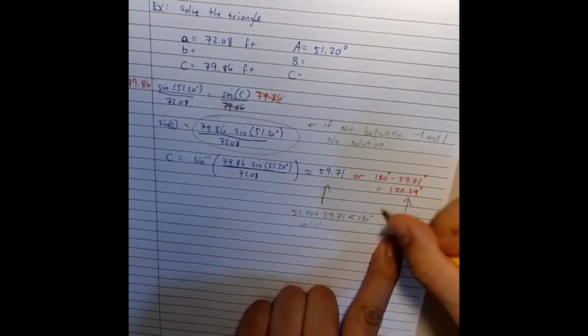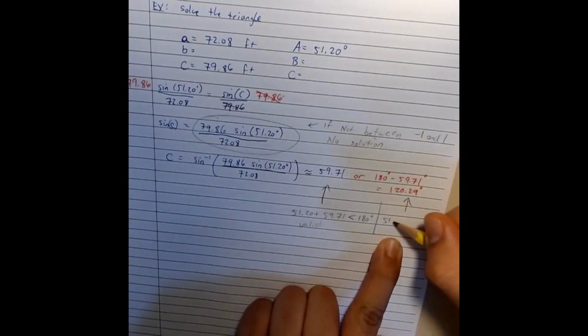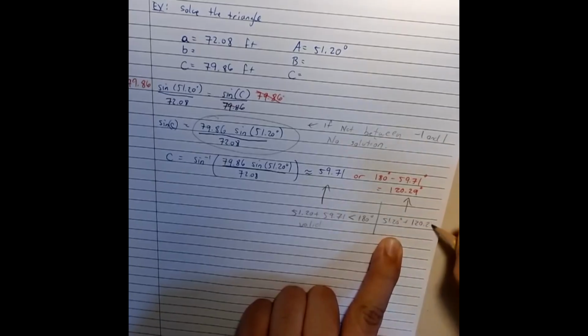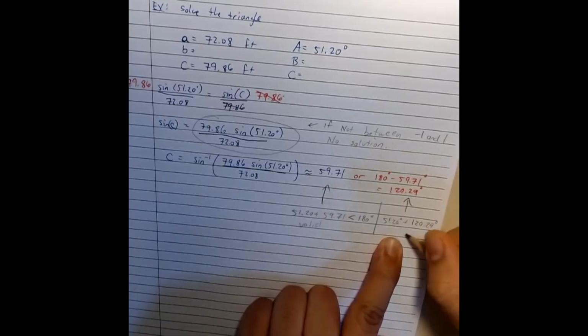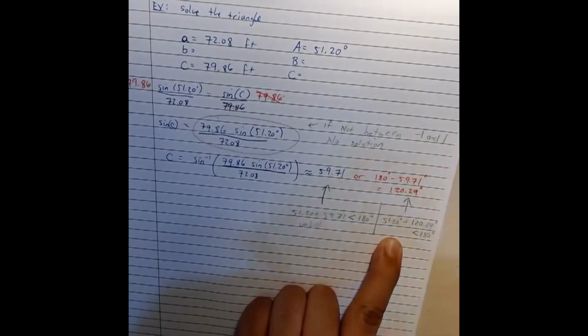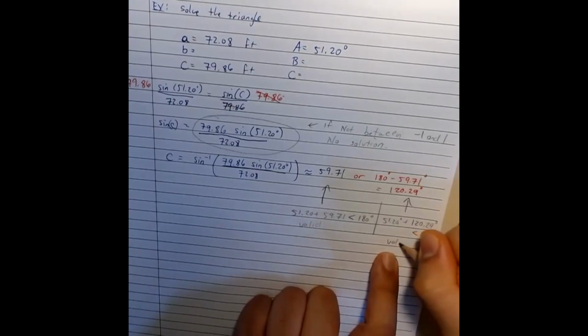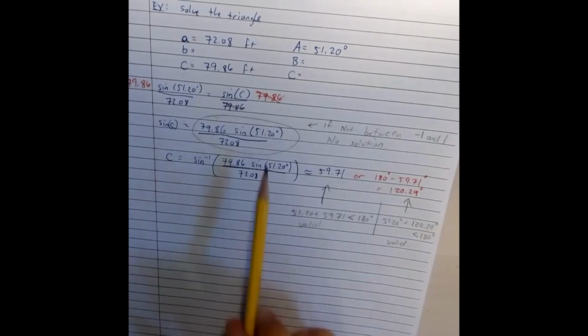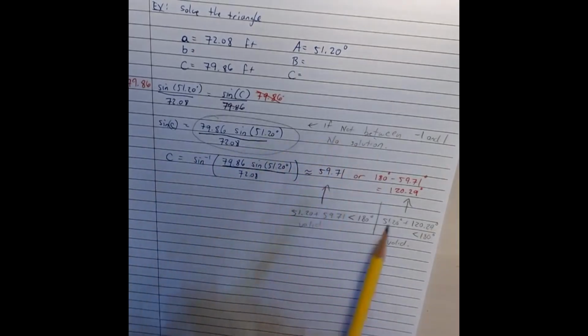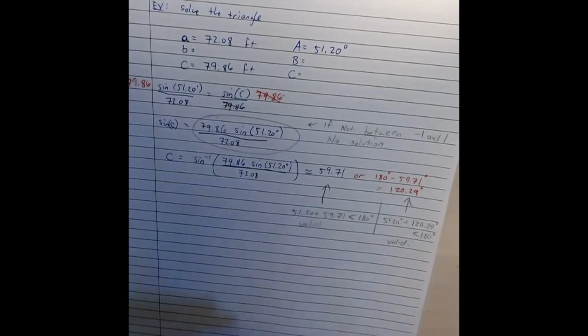Over here, if you add together 51.20 degrees plus the 120.29 degrees, that is also less than 180. So that is also valid. So that's how you can tell. At this point, once you get these two answers, you'll be able to tell whether there is a solution or not: either maybe just one of them works, the one that's less than 180, or both of them work, because both of them give you a sum that's less than 180. So in this case, we're going to get two solutions.